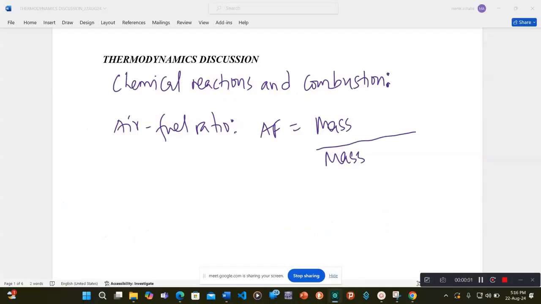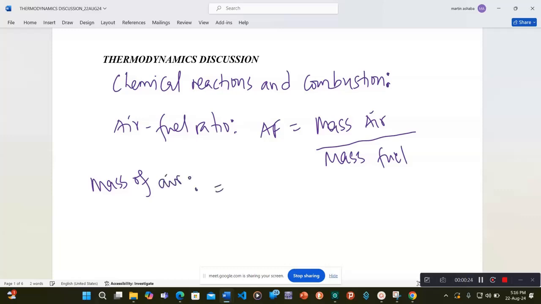We are saying the air-fuel ratio is equal to AF and is given by the mass of air divided by the mass of fuel. So what did we say about getting the mass? The mass of, for example, air, we said is the same as the molecular mass times the number of moles of air.